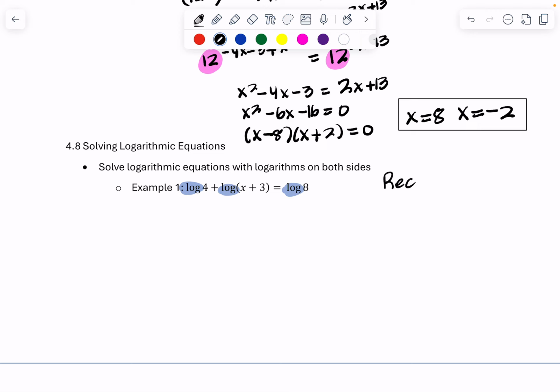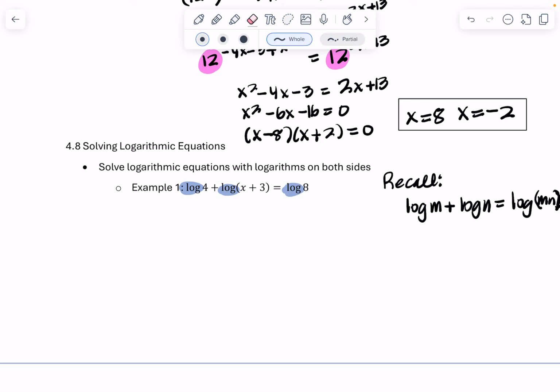I want you to recall from our properties of logs that if you have, say, log m plus log n, that can combine to log of m times n. I'm kind of running out of room. You write it as one log. When you condense it to one single log, because of the plus, it makes it multiply. So we're using that property right here where we have log of 4 times x plus 3. The other side is just log 8. So you have to know the properties and be able to use them.